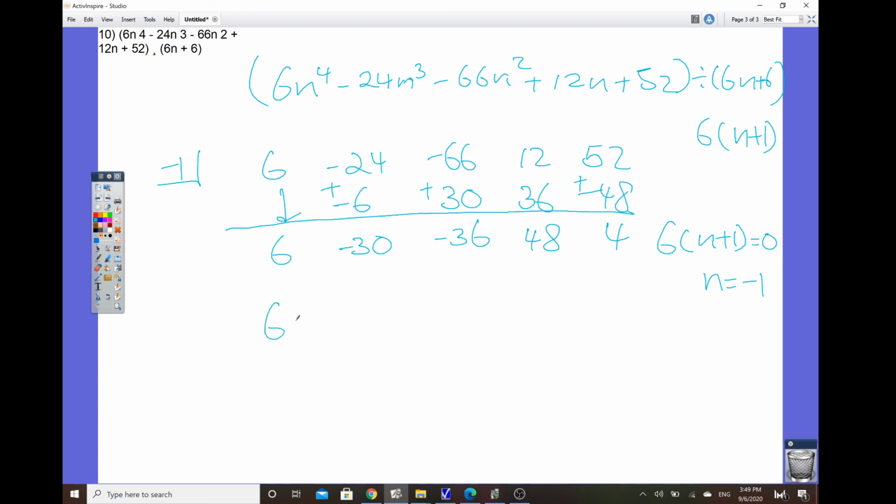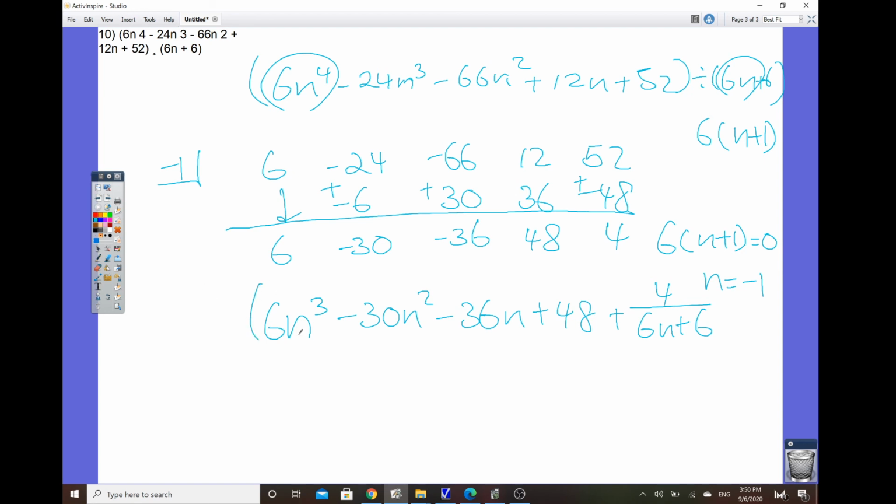And now we come up with the quotient. So we do have 6. Again, the starting degree is always 1 degree less compared to the dividend, because that's the n behavior. So n to the power of 4 divided by n, that would be what? Just n to the power of 3. And then the rest of this, minus 30n squared, minus 36n, and then plus 48, and then plus the constant, which is the remainder, over the original divisor, 6n plus 6.